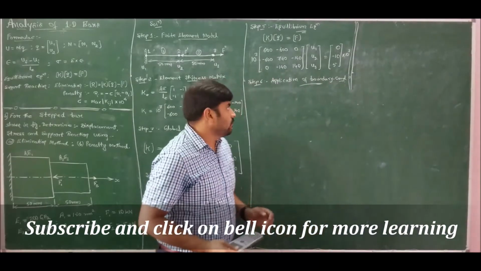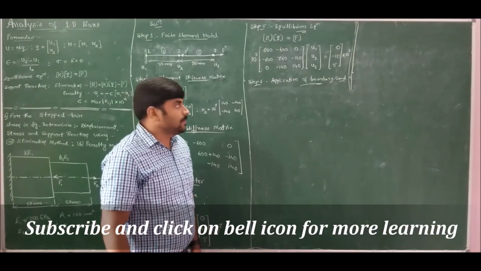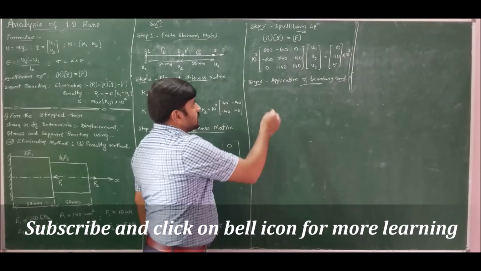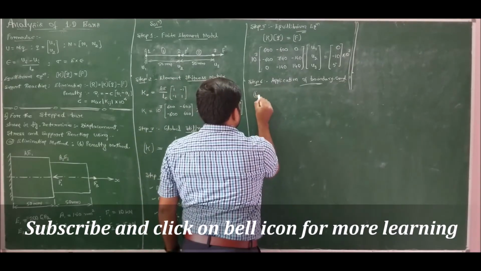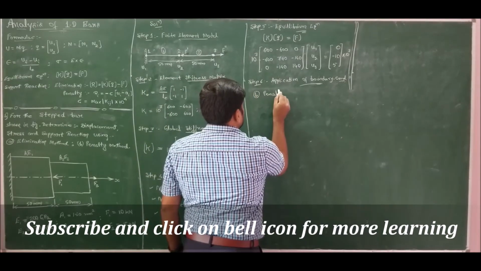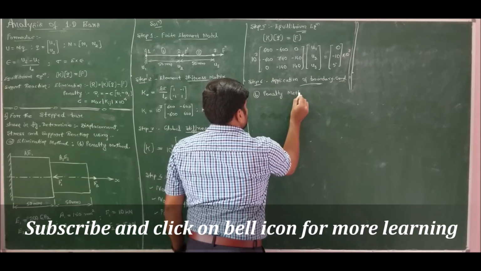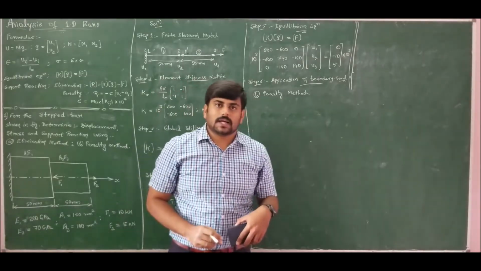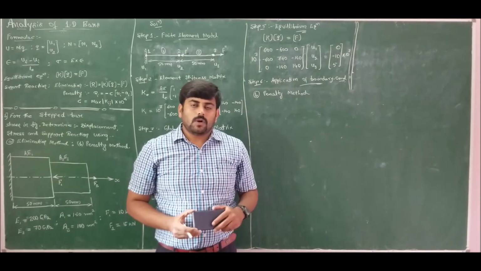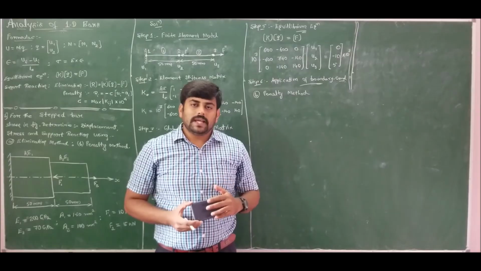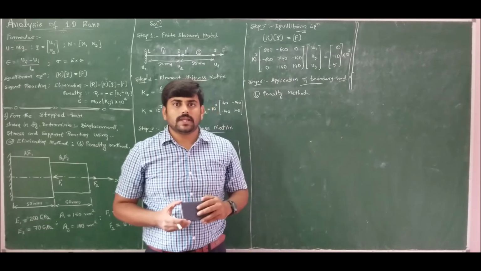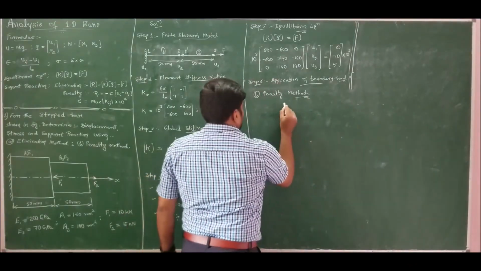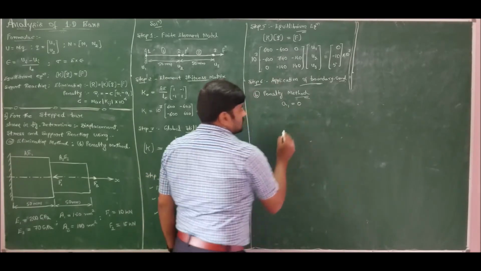Next, moving ahead for solving the same problem using the penalty method, up to step 5 everything remains the same. Now, coming to step 6, application of boundary condition, we will be using the penalty method. As you know, in the penalty method the node displacements are denoted by the small letter a, which implies approximate displacement. For this problem, since node number 1 is fixed, the approximate displacement A1 can be taken as 0.